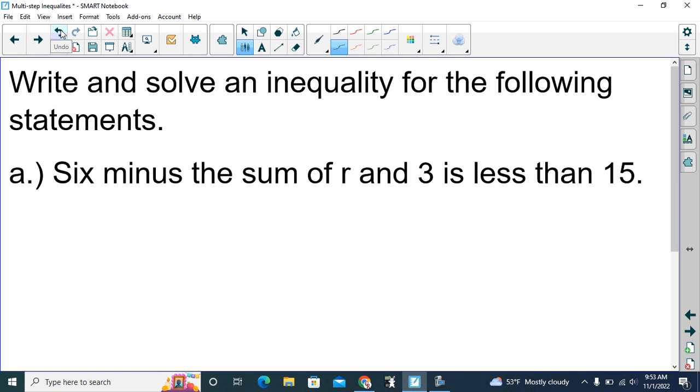Example 4 gives us a sentence, and we are asked to write and then solve an inequality for that sentence. Write and solve an inequality for the following statement. Part A says 6 minus the sum of r and 3 is less than 15.